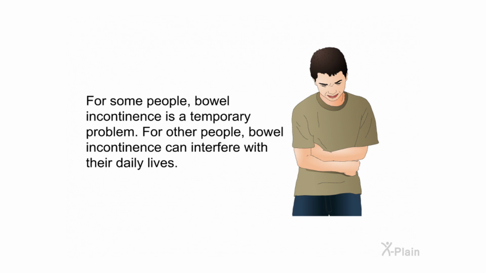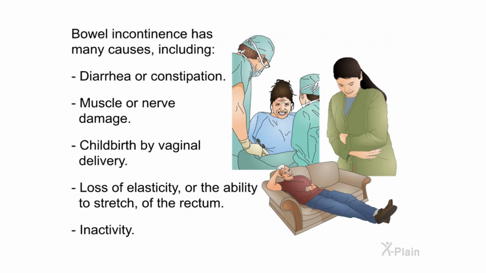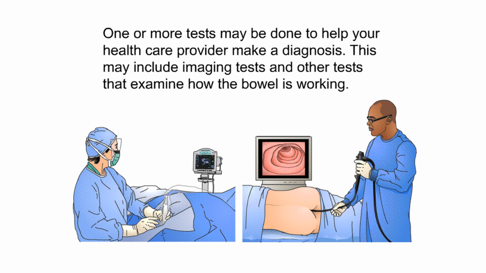For some people, bowel incontinence is a temporary problem. For other people, bowel incontinence can interfere with their daily lives. Bowel incontinence has many causes, including diarrhea or constipation, muscle or nerve damage, childbirth by vaginal delivery, loss of elasticity or the ability to stretch of the rectum, inactivity. One or more tests may be done to help your healthcare provider make a diagnosis. This may include imaging tests and other tests that examine how the bowel is working.